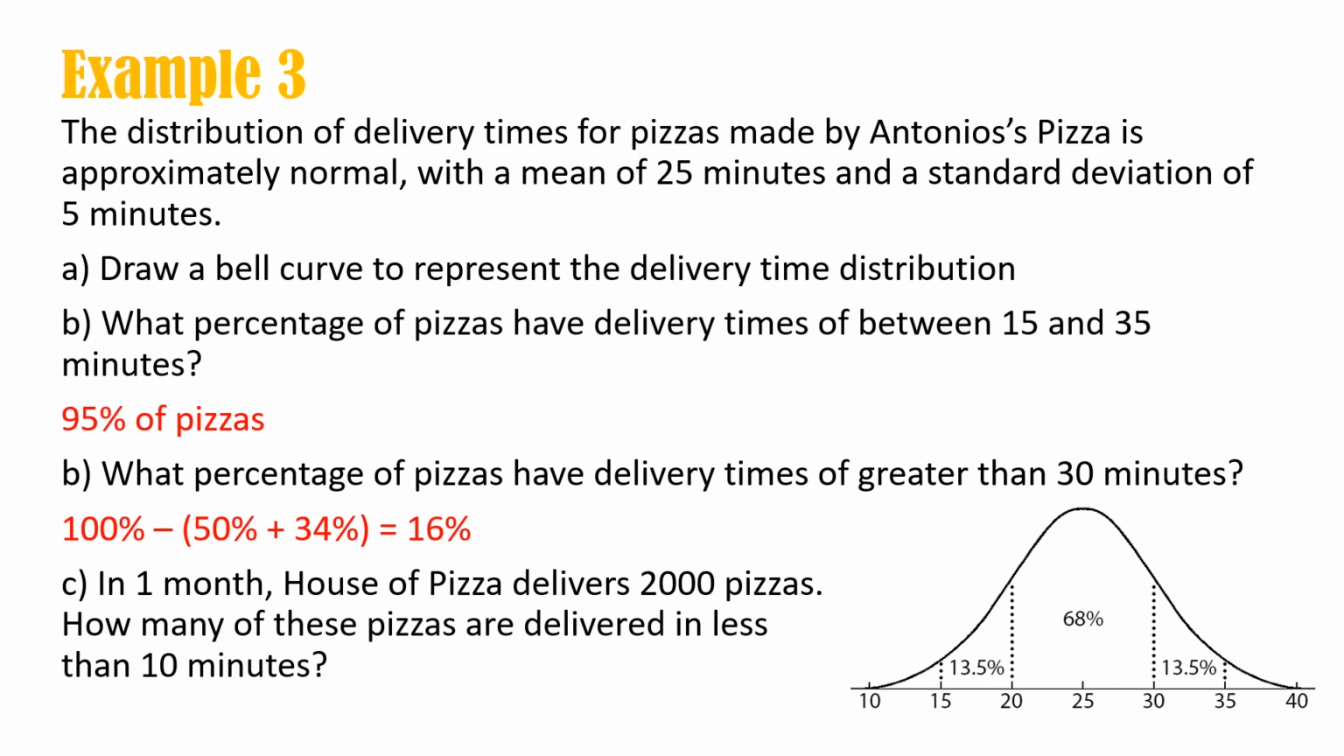So for whatever reason, we've got 0.15% of 2,000 pizzas. So you can go 0.15 times 2,000 divided by 100, or 0.15 over 100 times 2,000, or 0.15 times 20. It doesn't matter which way you get there, it's still going to be 3 pizzas. So out of those 2,000 pizzas, there's only 3 that were delivered in less than 10 minutes. And that brings us to the end of the presentation.